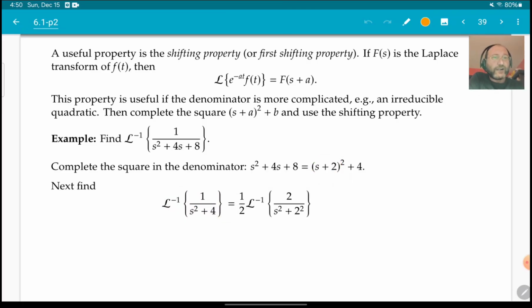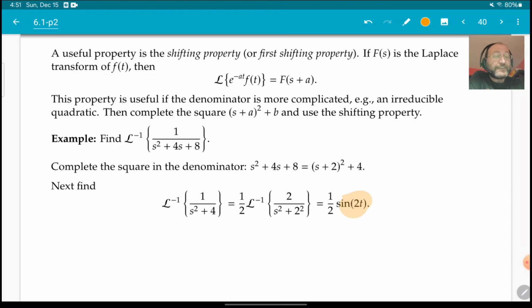Then, if you want to apply the table, that's going to be sine, because there's no s on top. Because 4 is 2 squared, I need a 2 here, right? The omega had better be 2, so I need to pull out a half. That's why there's a half here. Now I can apply the table, so that's sine of 2t, so I have 1/2 sine of 2t.